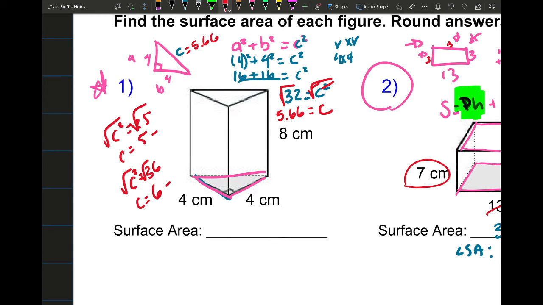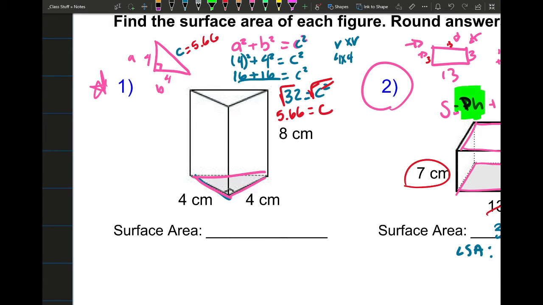It's actually 5.65685424949238, and it just keeps going, so I just rounded to hundredths. And you're going to learn more about perfect squares and how to do the square roots later on in 8th grade. But this is just a brief introduction.